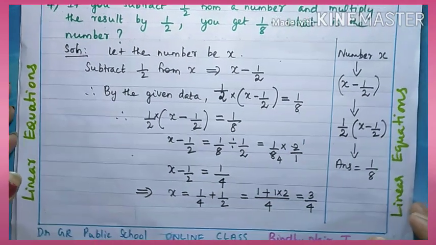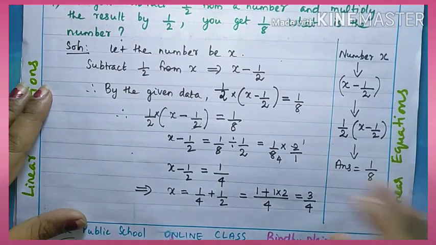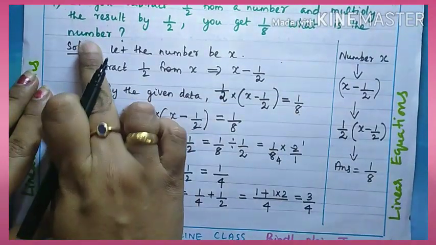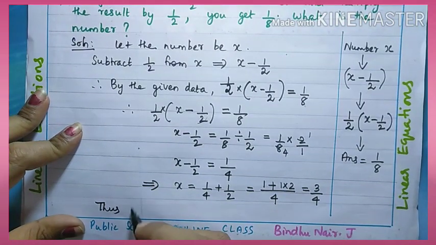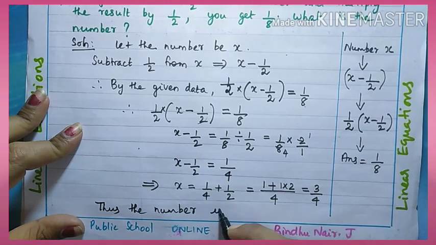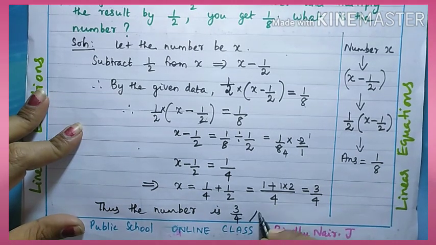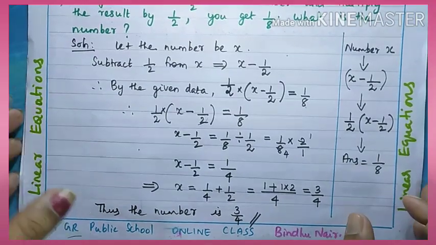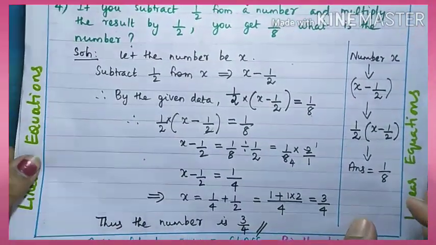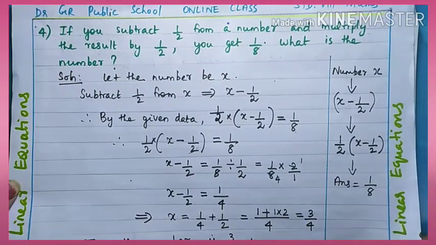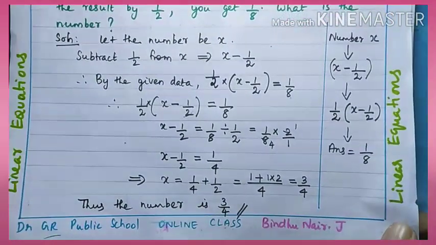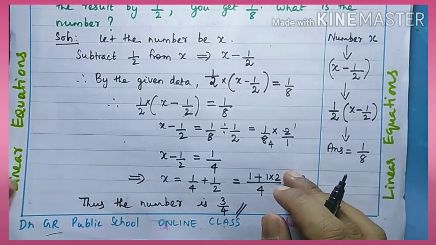Okay. So this is our required answer. And what is asked? What is the number? So how to write the answer? Thus the number is 3 by 4. Okay children, understood? So that is the answer of this problem. So what is the number? The number is 3 by 4.